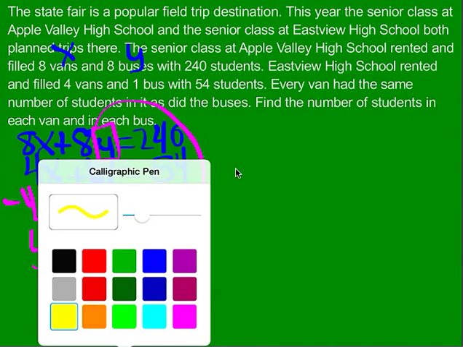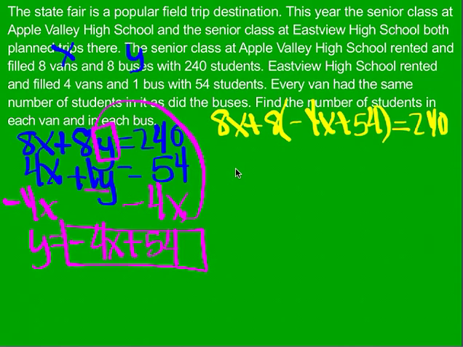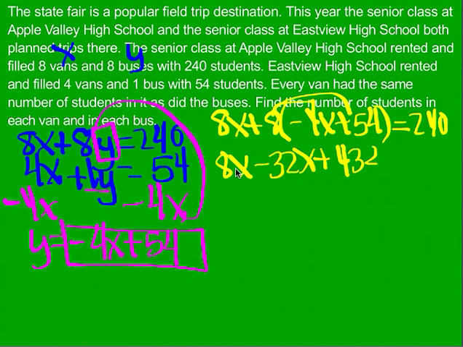So I'm going to have 8x, and then I'm going to take my y out completely and put negative 4x plus 54 in, and that's going to be equal to 240. We're going to start by distributing that 8 in. So I have 8x, and then 8 times negative 4 is negative 32x, and then 8 times 54 is 432, and that's going to be equal to 240.